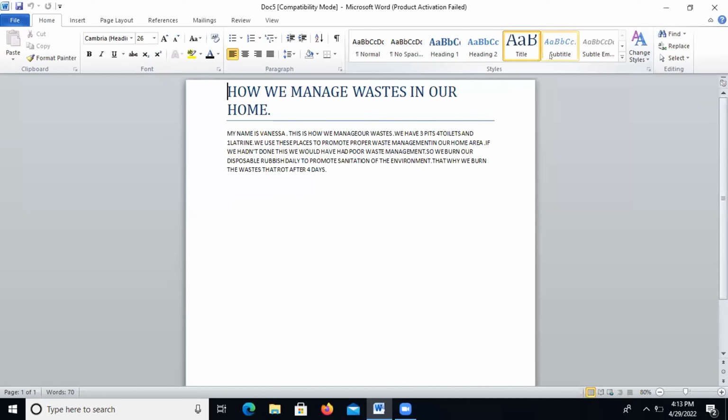Because if we had not done this, we'd have poor waste management. If you have one toilet, yet you are 10 people in your home, you may have poor waste management. Maybe you want to go to the toilet, but someone else sees that you're using it, so they dump their waste in any place they want, but that's not good. That will promote poor waste management. So you have to have at least more than 4, even 6, to promote proper waste management.